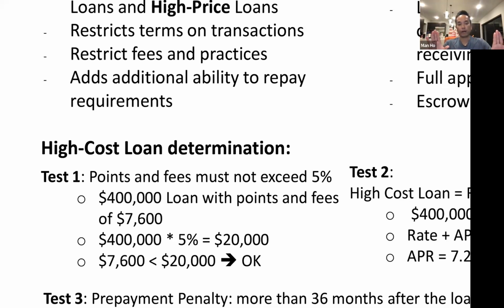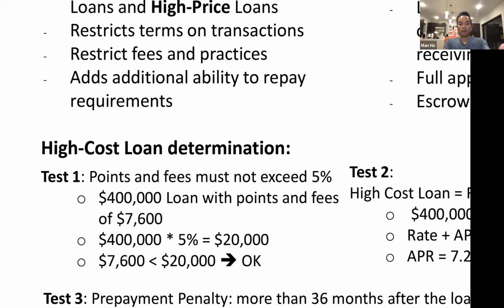So you take 400,000 and multiply by 5%, so that is $20,000 total. That means your points and fees cannot be greater than 5%, or greater than $20,000. But your points and fees now are only $7,600, which is less than $20,000. So it's okay. This is actually not a high cost loan, because it's within or below 5%.